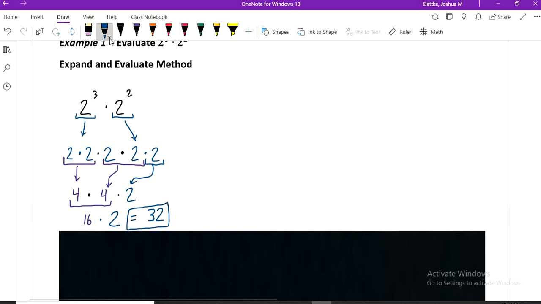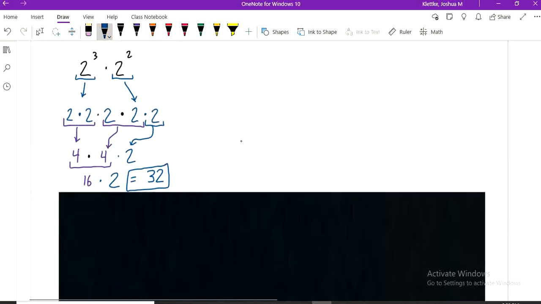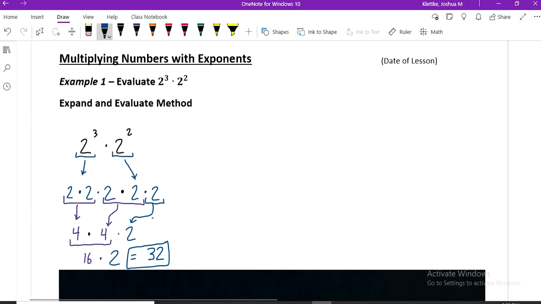So there we have it. Not too hard with expanding and evaluating. It took up more writing than I would like to, but it was manageable. In the future though, if I have an exponent that is larger than 3 or 2, I am not going to want to have to use the expand and evaluate method. If I have an exponent of 10 or 20, I don't want to have to write out 10 or 20 2's. Also, if I have a variable as the base, I'm not going to be able to evaluate much further.